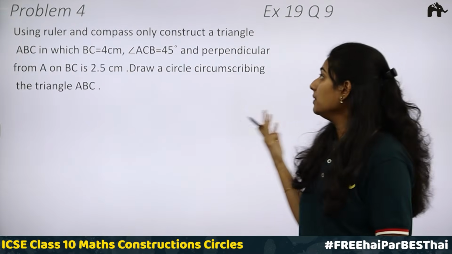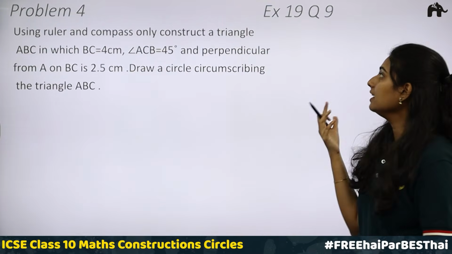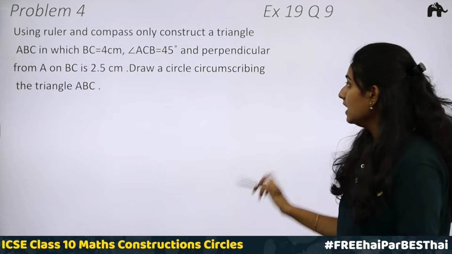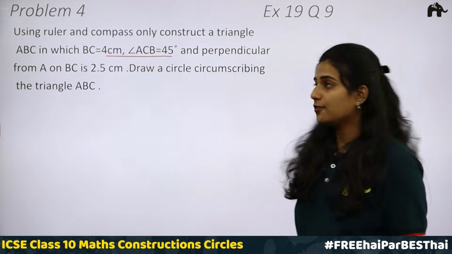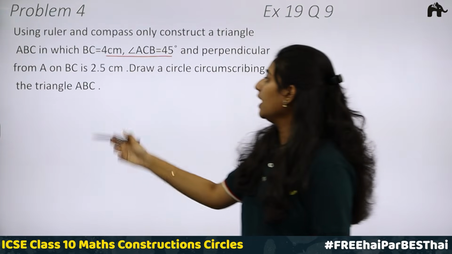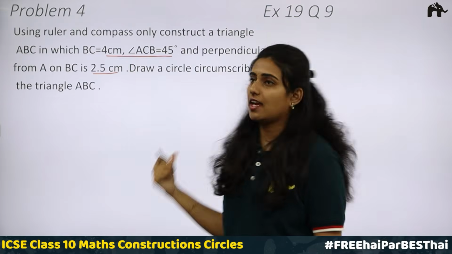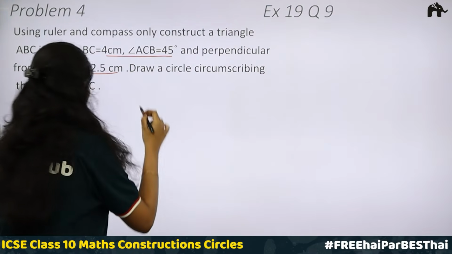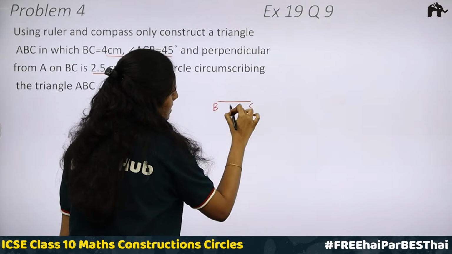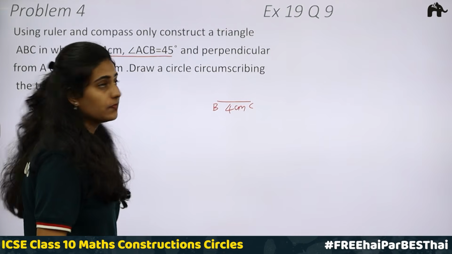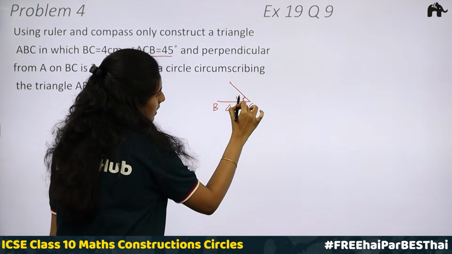Clear? Next, problem number 4, question 9 of exercise 19. Using ruler and compass only, construct a triangle ABC in which BC is equal to 4 centimeter, angle ACB is equal to 45 degree and the perpendicular from A on BC is 2.5 centimeter. Draw a circle circumscribing the triangle ABC. Here we need a triangle. Let us take the base as BC, which is 4 centimeter. Then angle ACB is 45 degree. This angle should be 45 degree.